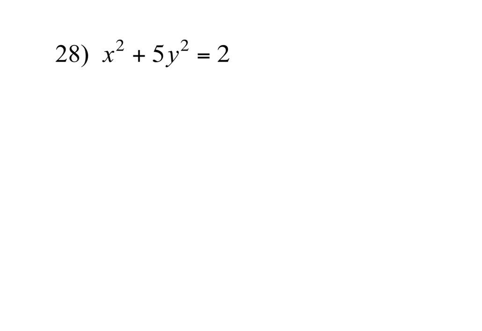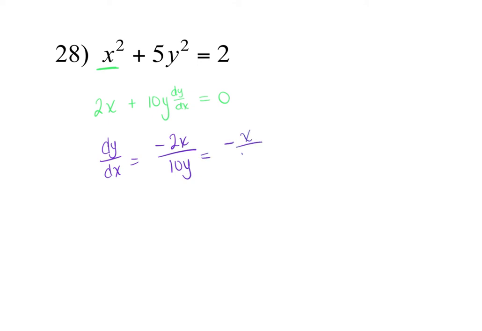So I have to do this twice. I'm going to do my regular derivative first, and this is going to be a rather easy one. So x squared is going to be 2x. 5y squared is 10y dy/dx, and over here my 2 zeroes out. Subtract the 2x over and divide by the 10y. So I would get dy/dx. I subtracted my 2x, I divided by my 10y, and then of course I want to reduce it: negative x over 5y.